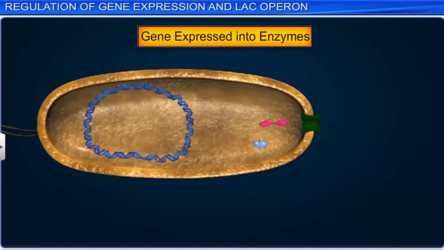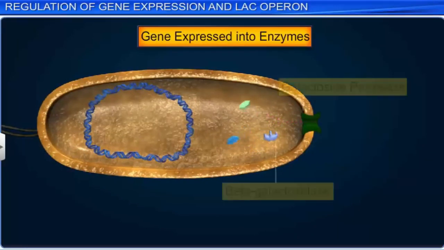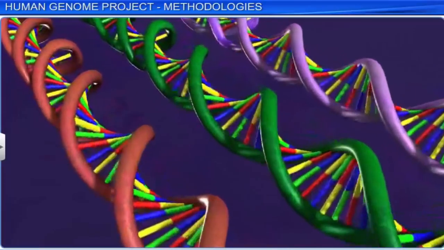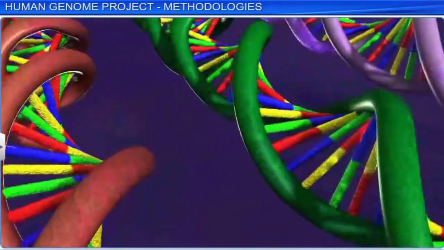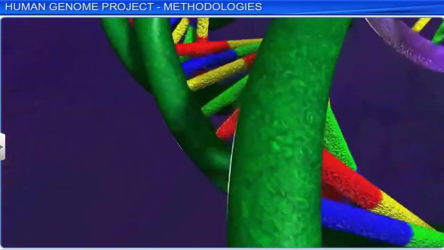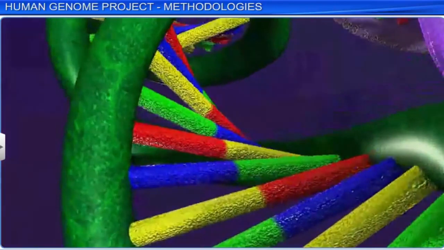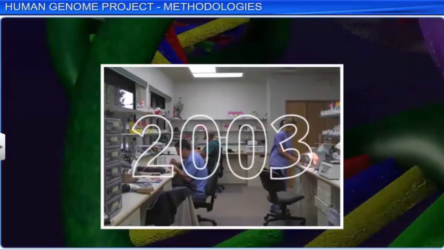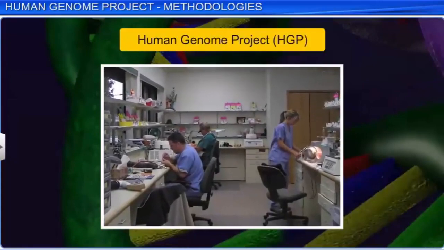In this way, the lac operon demonstrates how gene expression is regulated in an organism. In the past, biological researchers could study only one or two genes at a time. This changed completely in 2003 with the completion of the Human Genome Project.